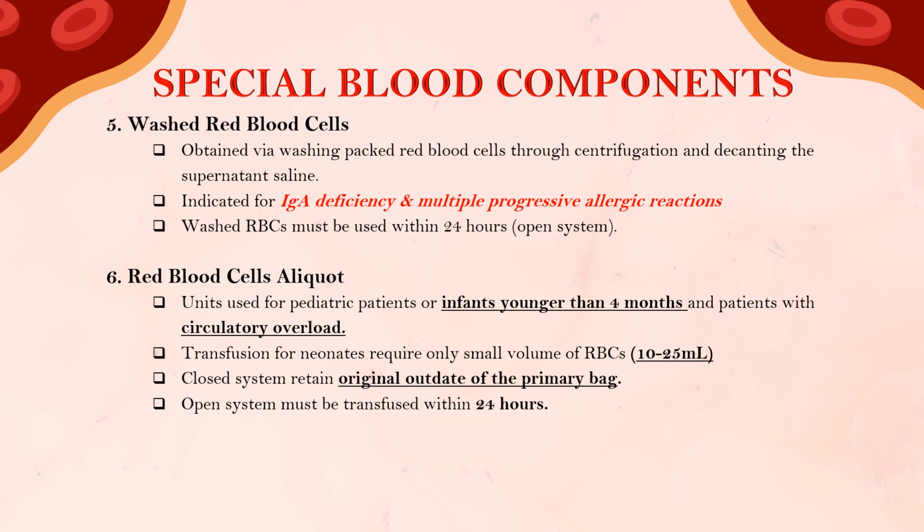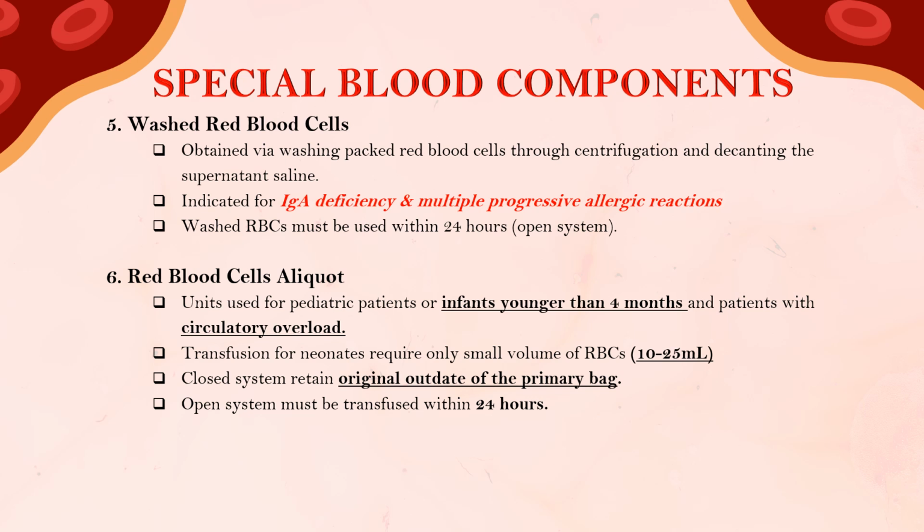Next, we have red blood cells aliquot. So this next unit is most often utilized during the neonatal period or for infants younger than 4 months and patients with circulatory overload. So for neonates, class, it is almost self-explanatory, right?